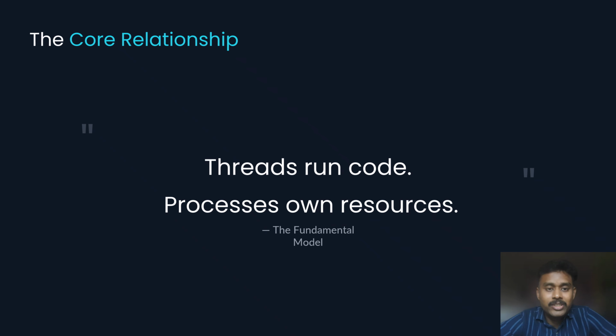So these are the basic differences between process and thread. Here it is simply put: a thread is what runs the code, and a process is what wants the resources. If we understand this with a simple statement, we can very well understand what a thread is and what a process is.